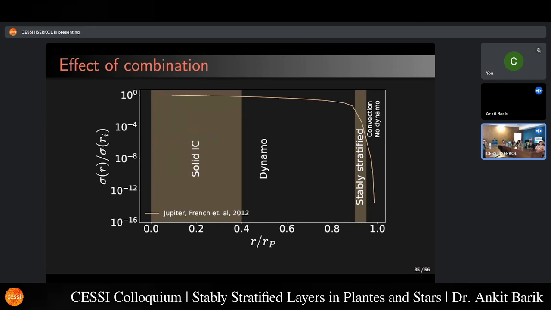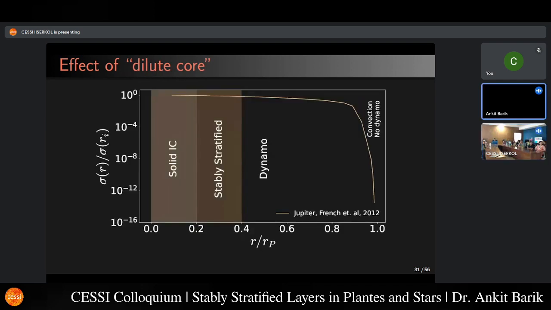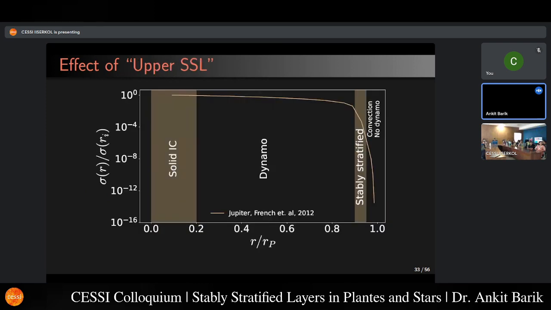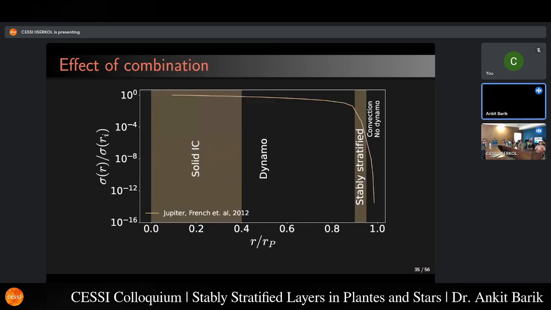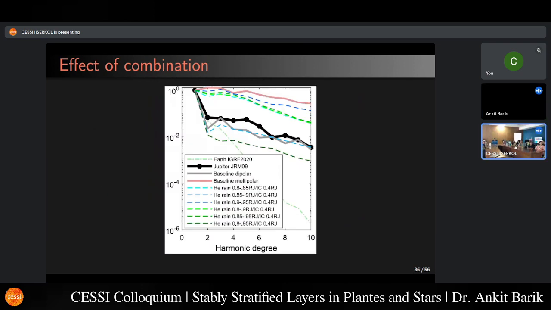Finally, we got a combination where we had the code for particular systems. Whether you have our highly stably stratified code or a perfectly solid code, it doesn't make any difference. They all just become multiple. Even when you put a stable stratified layer at the top, they all tend to become quite multiple.